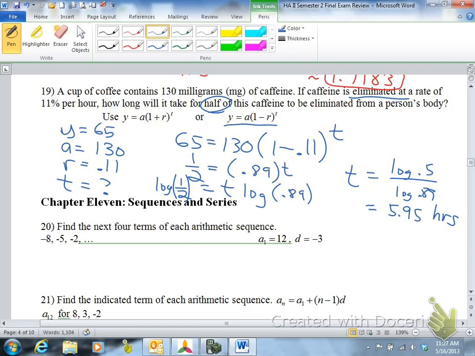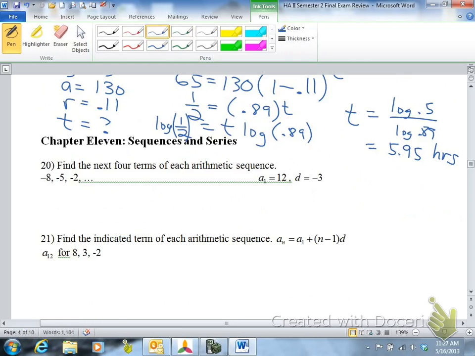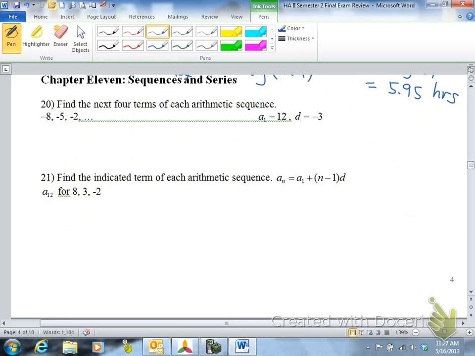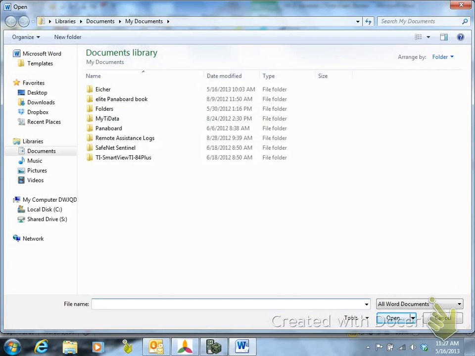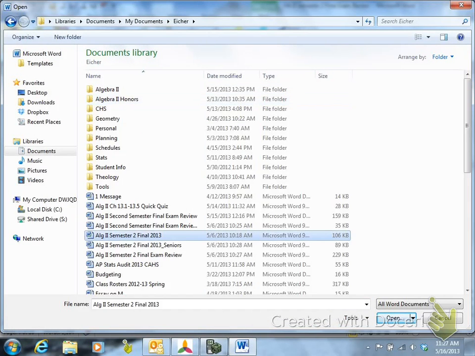5.95 hours. This right here, the rate, lets you know that the units are hours. On to chapter 11, sequences and series. Just to remind you, on your final exam, I will give you all the sequence and series formulas.